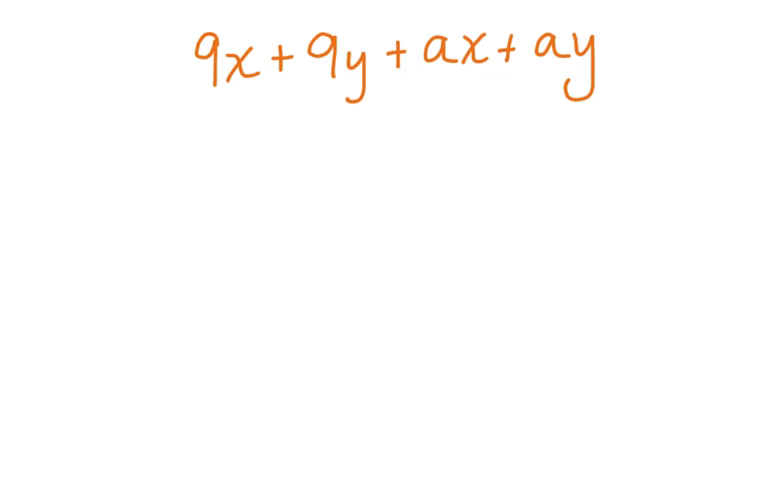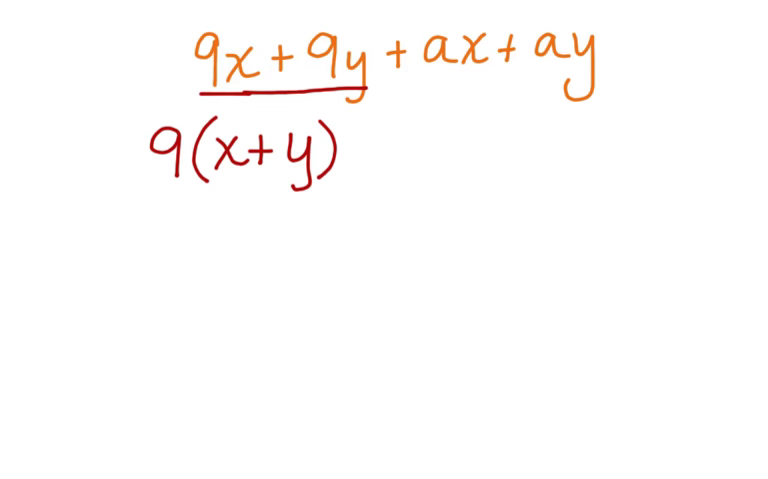Here's another expression with 4 terms. Let's look at what's in common and see if we can factor it. We can say that 9x plus 9y has a 9 in common. Let's factor that out, and when we do, it leaves us with x plus y. ax plus ay has an a in common, so we can factor out the a, leaving us with x plus y.